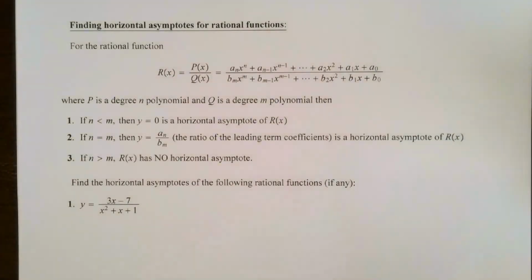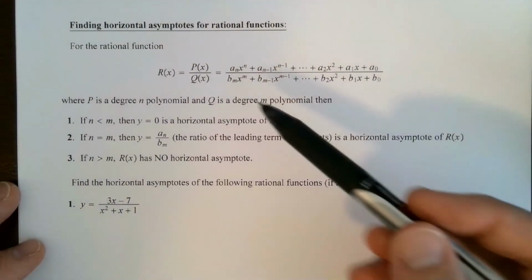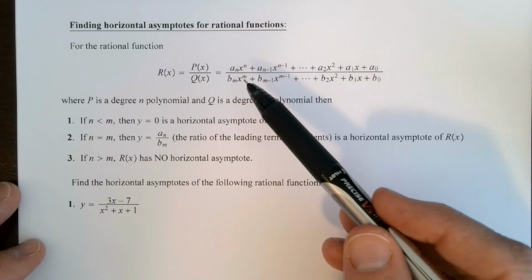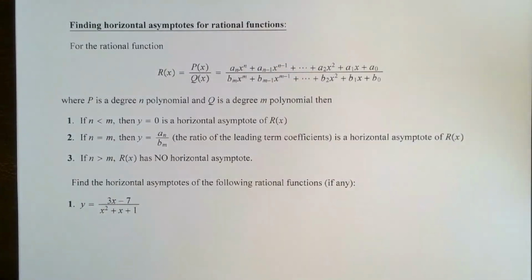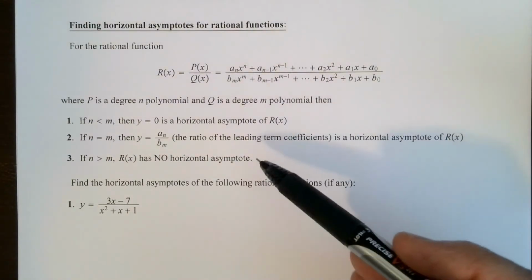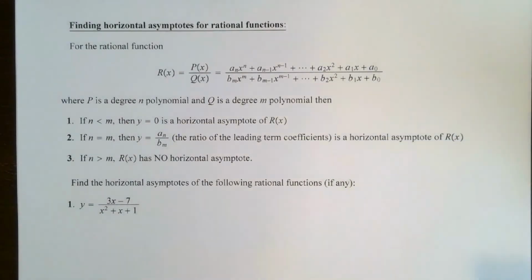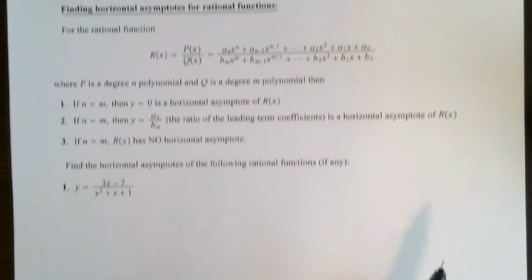The book does talk about, if you read in the book, something called a slant asymptote. A slant asymptote happens when the degree of the top is exactly 1 more than the degree of the bottom. I'm not going to really go into that for you guys, but that's essentially one of the special cases of case number 3. So let's take a look at 3 examples.